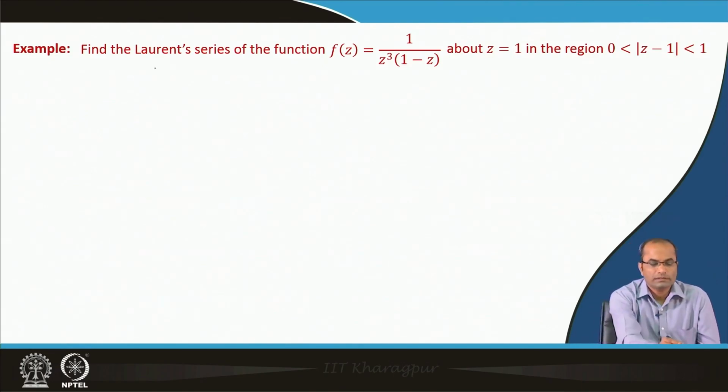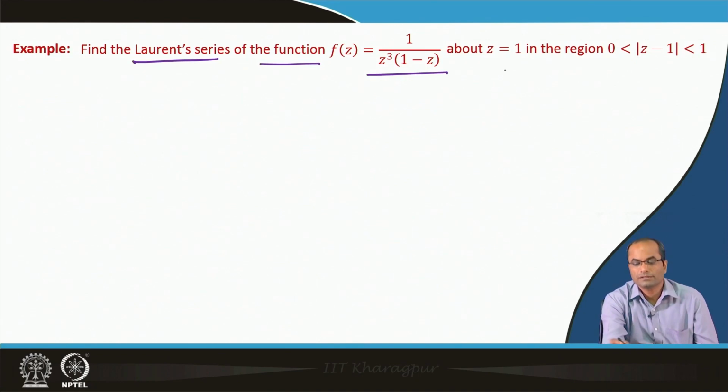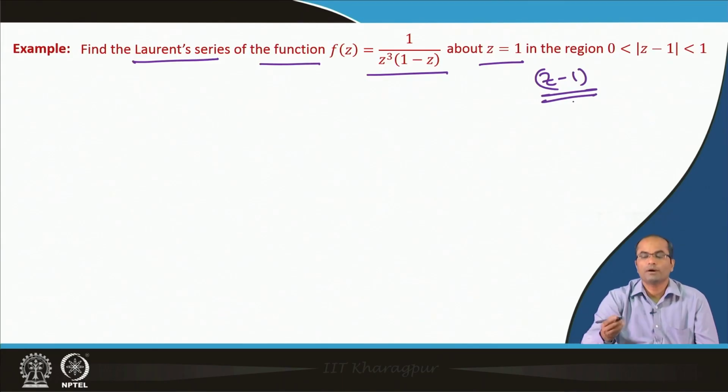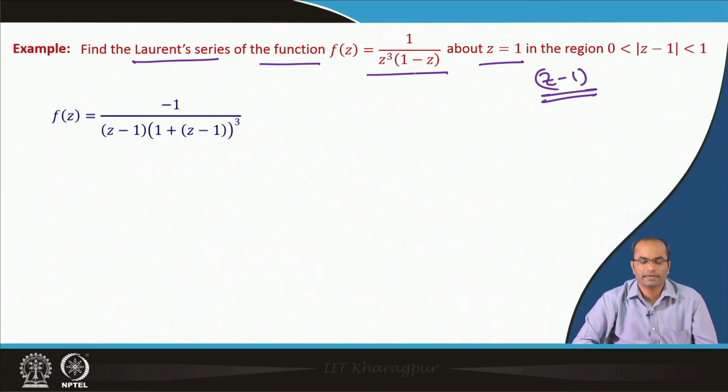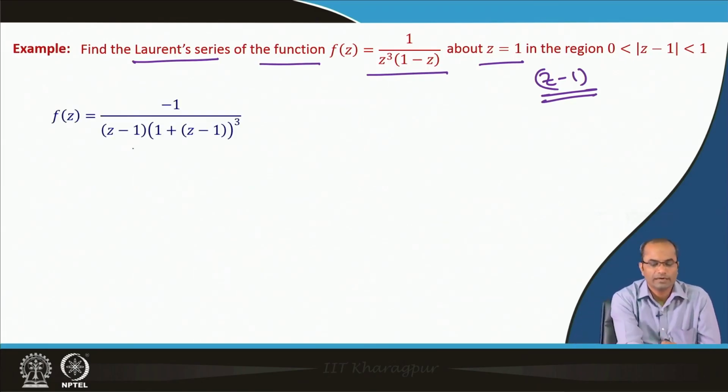This is a little different example, where we will find the Laurent series of this function about z equal to 1. Instead of z equal to 0 as in the previous examples, we now have z equal to 1. That means we are going to have powers of z minus 1. So, we have to frame this function in the form 1 plus z minus 1 or 1 minus z minus 1, and then we can again expand it, like we have done here.